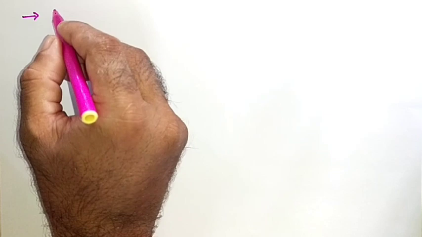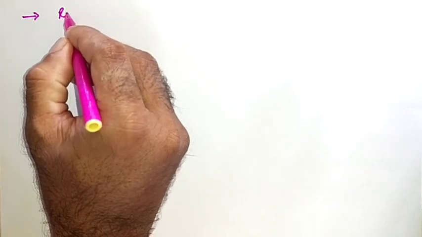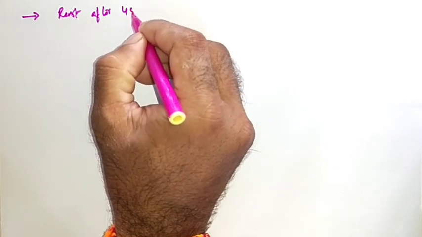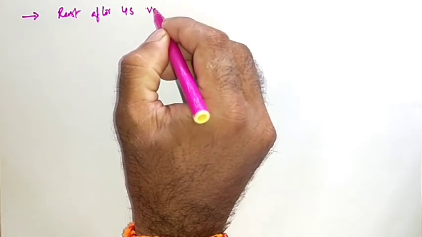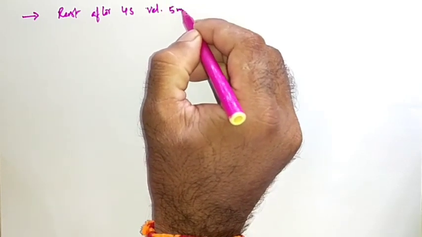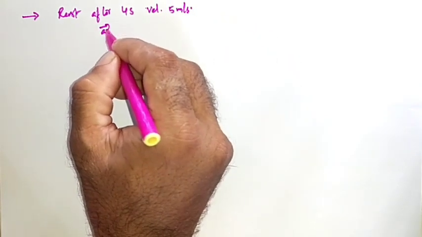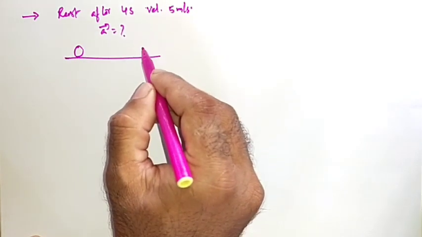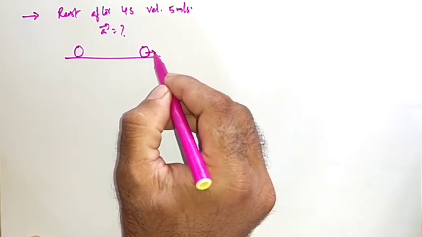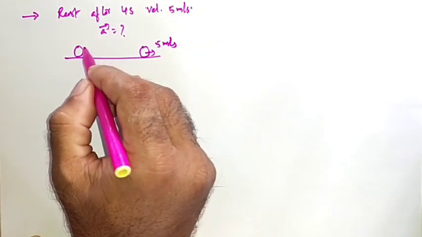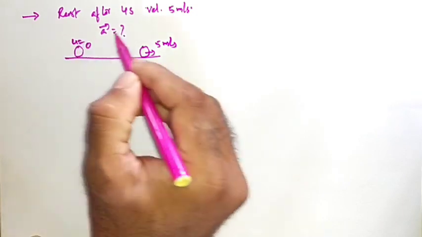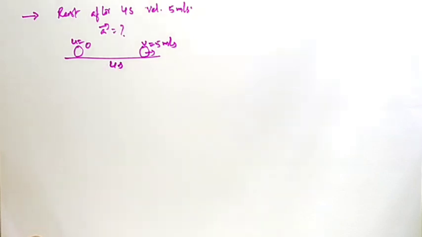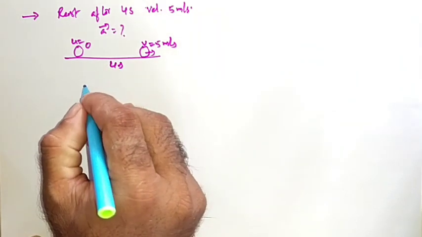A body starts from rest. After 4 seconds, it is observed its velocity will be 5 meters per second. Then I want to calculate acceleration. A body is starting from rest. After traveling some time, its velocity is found to be 5 meters per second. Here what is that? 0. So initial velocity is 0, final velocity is 5 meters per second. How much time has it taken? 4 seconds.